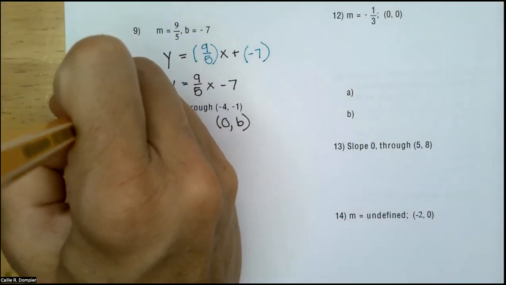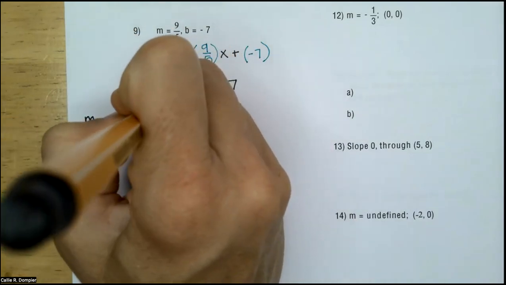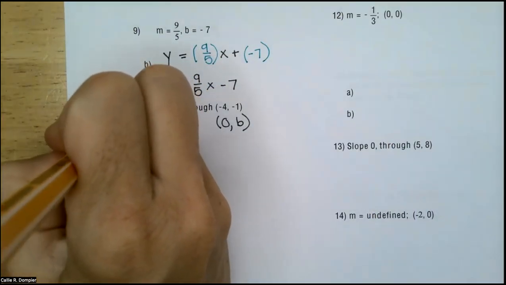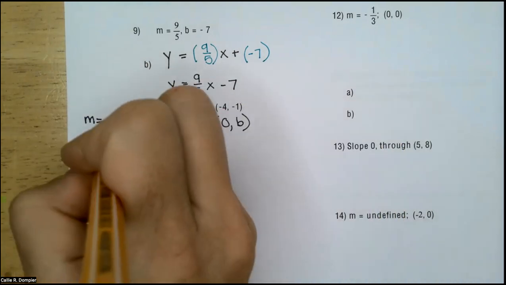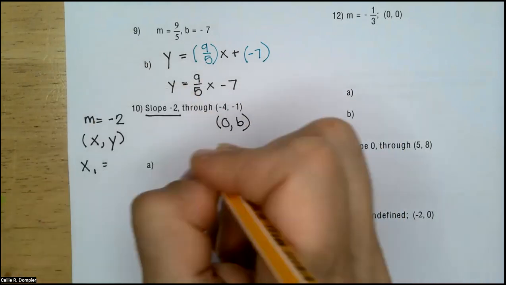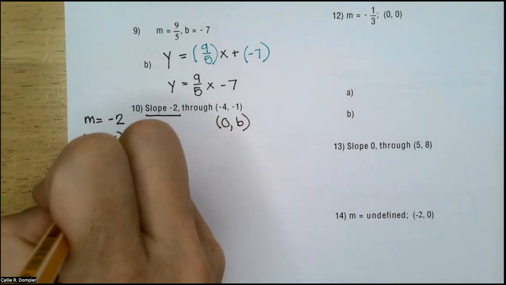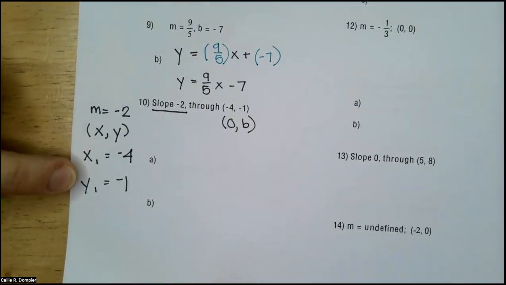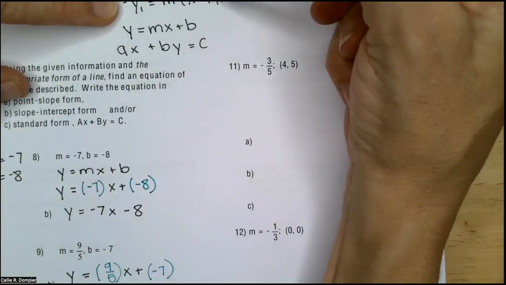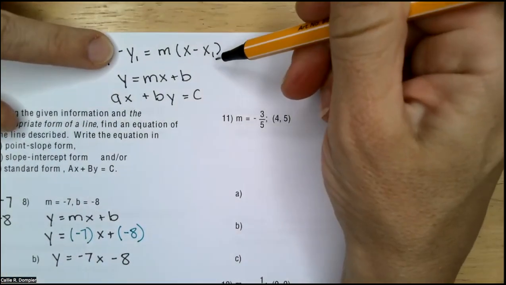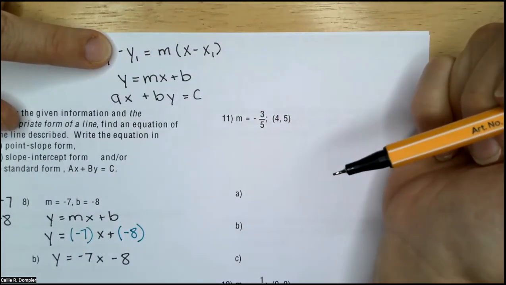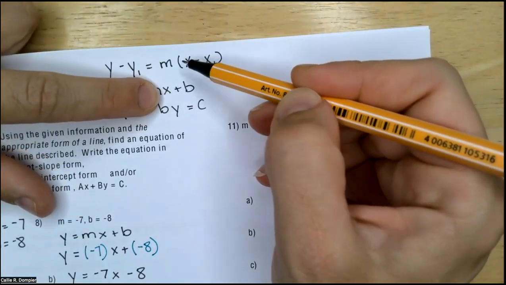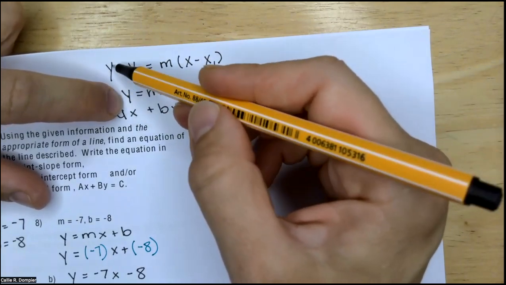So m is -2, right? The point is -4, -1. Remember, points come like this, x comma y. That means my x is -4 and my y is -1. Okay, why the sub 1, x sub 1, y sub 1? Because it's our first point. The x value of our first point, the y value of our first point. I know they only give us 1 point, but this x is the same as this x, and this y is the same as this y. That's why we're differentiating it.